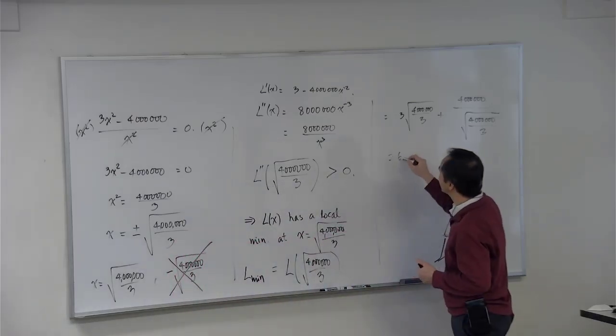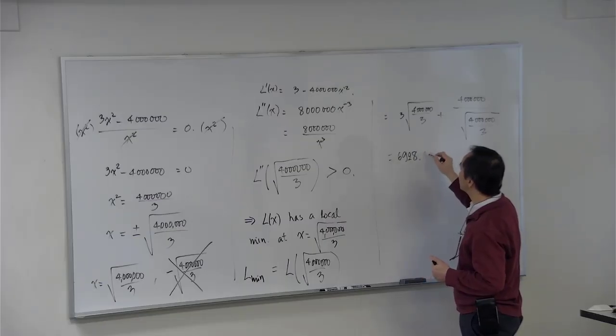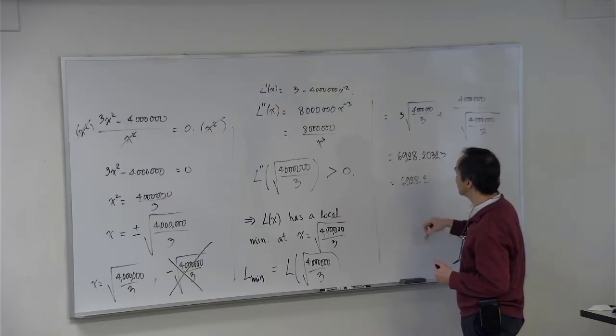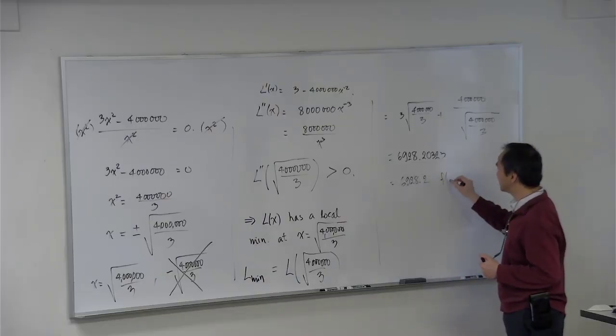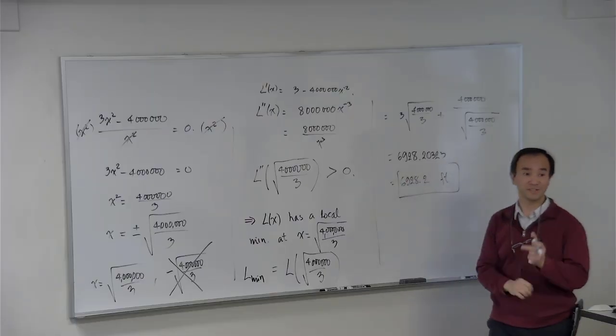6928. 6928.20323. Right. So just about 6,928.2. Good enough. And this is just linear feet. So we found that minimum value.